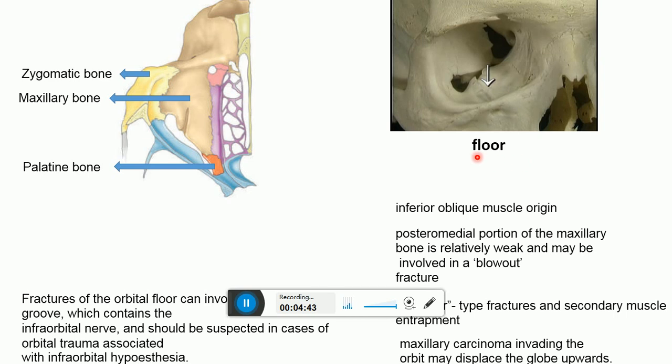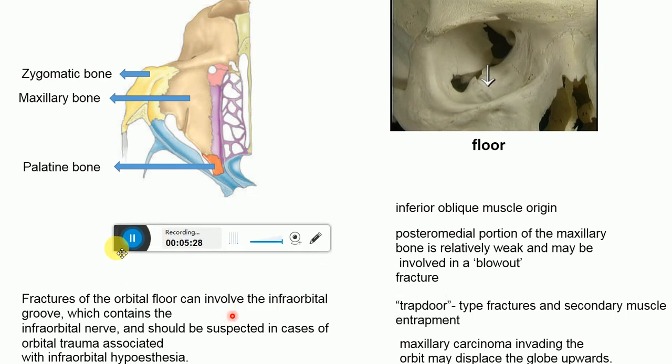Next is the floor. It consists of three bones: the zygomatic, the maxillary, and the palatine bone. The posterior medial portion of the maxillary bone, here, is relatively weak and may be involved in a blowout fracture. The orbital floor also forms the roof of the maxillary sinus. So maxillary carcinoma invading the orbit may displace the globe upwards.